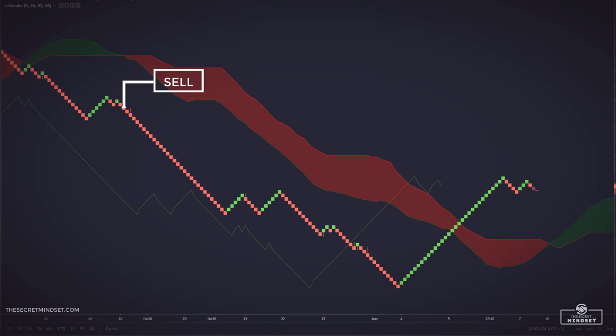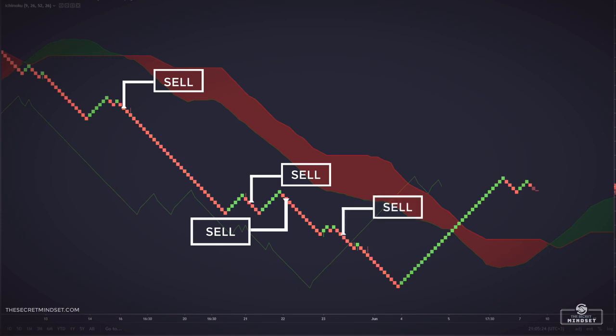We had another chance to re-enter after a small pullback. And another one here. Other 2 short trades appeared here and here. All this time, the lagging span remained below the Kumo cloud and confirmed the trend.